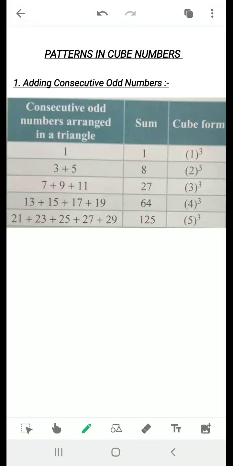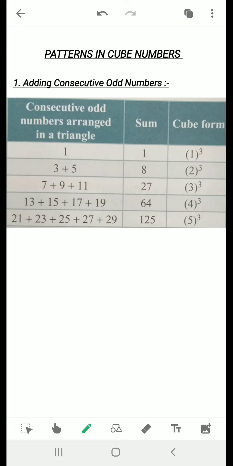Hello, my dear students. In the last video, I explained some basics of cubes and cube roots: what is the cube of a number, and what are some properties of cube numbers. Now, in this video, I am going to explain patterns in cube numbers.